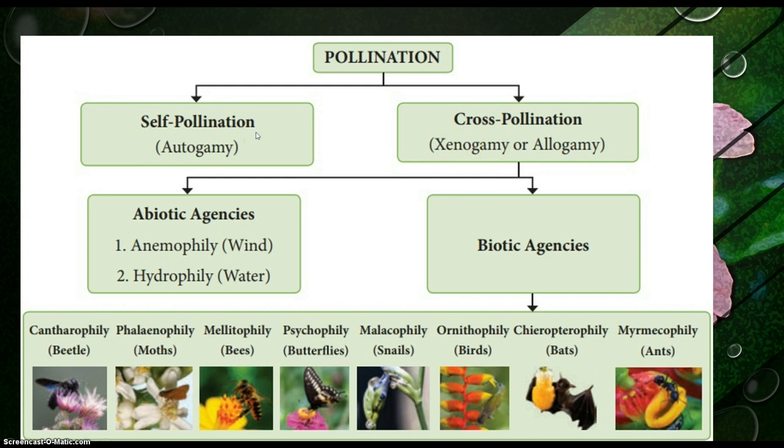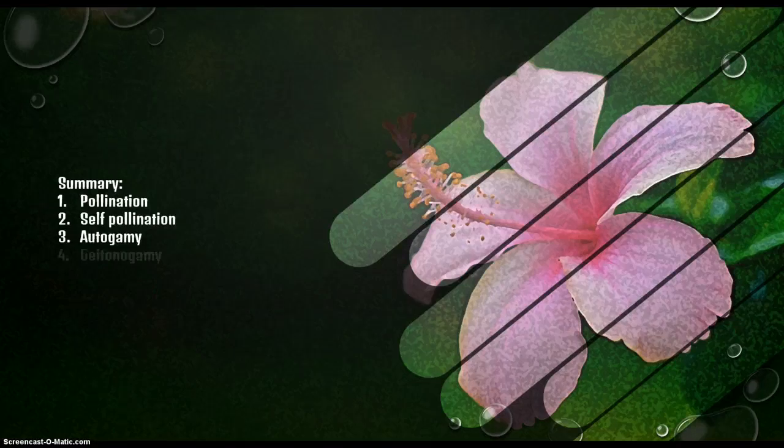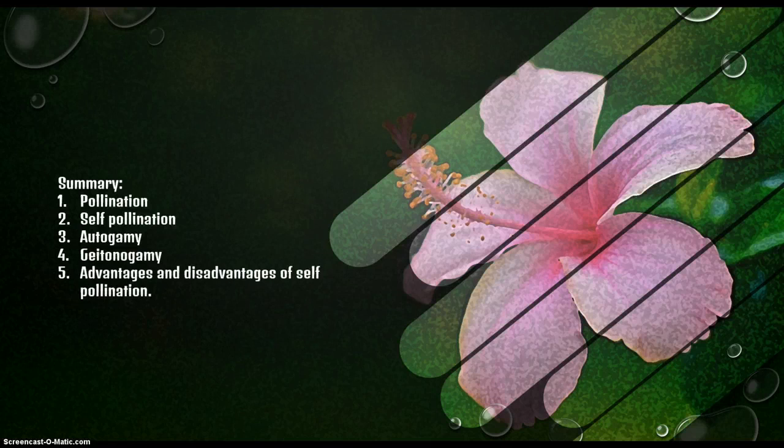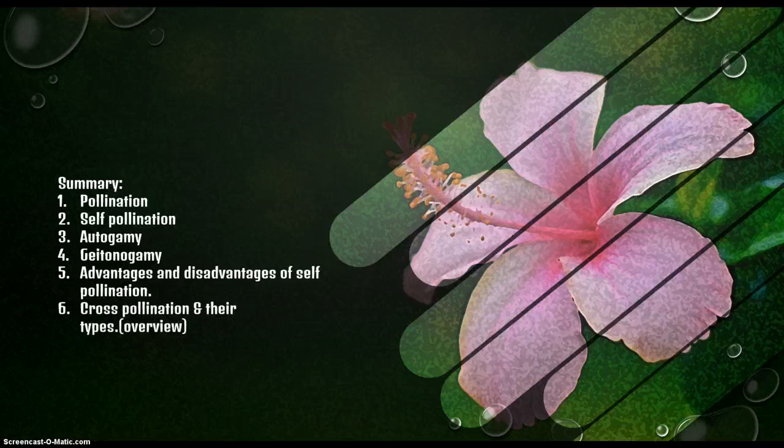In this video we have studied self pollination. First of all, we saw the definition of pollination, then the types of pollination, then we saw autogamy, and after that the different types of autogamy. We have seen geitonogamy, what the basic thing is, and then the advantages and disadvantages of the process of self pollination. So this is the summary of this total lecture. We have studied pollination, self pollination, autogamy, geitonogamy, advantages and disadvantages of self-pollination, and last but not least, cross-pollination and their types, which was just a small overview. In the next video session, we'll see a detailed overview of the cross-pollination process.